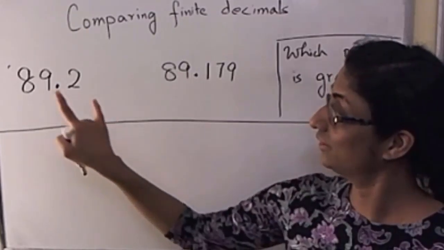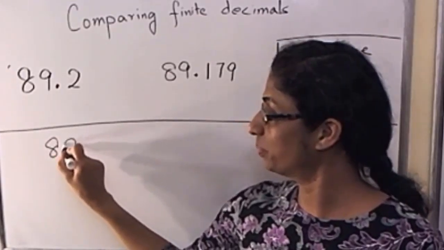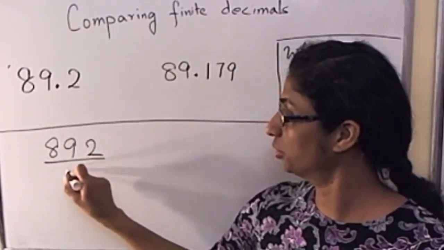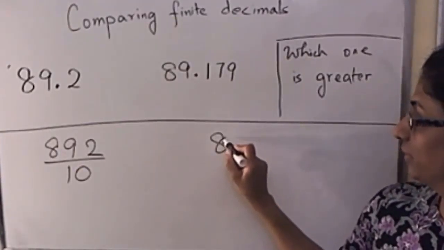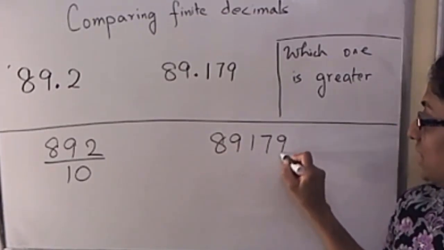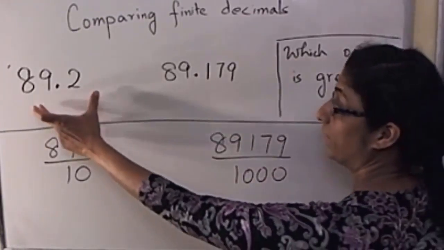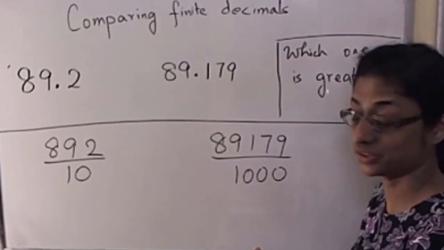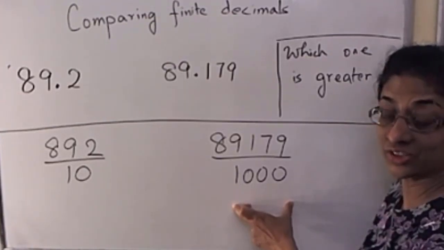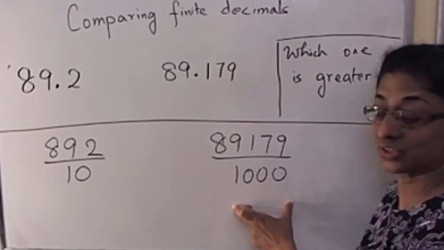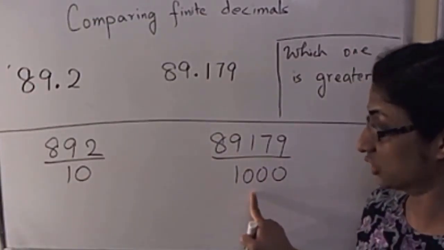Right away, recall that by definition 89.2 is simply the decimal fraction 892 over 10. Similarly, recall that this finite decimal may be written in this decimal fraction manner. So then, in order to compare this pair of finite decimals, we need to really compare this pair of decimal fractions. And we know how to compare fractions. We first make sure that both fractions have the same denominator. Here we see that's not the case.